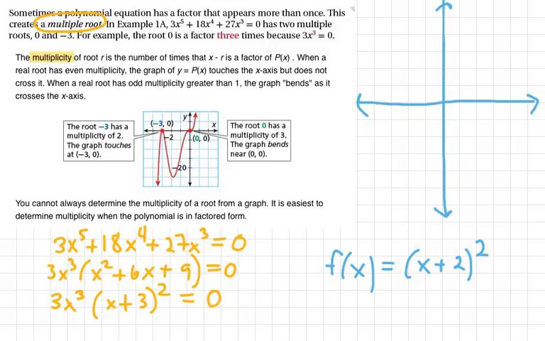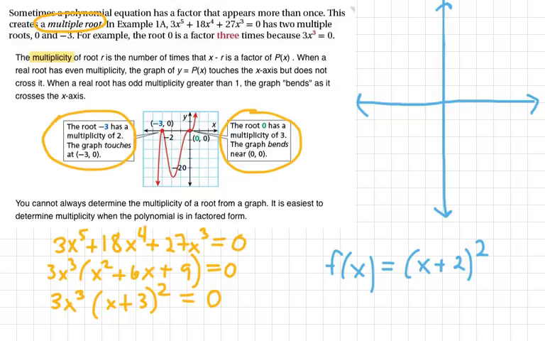What happens when we have multiplicity of a root, when we get a root multiple times? That means our graph will touch the x-axis but not cross it. And when we have a multiplicity of 2, our graph will touch it and reflect off the x-axis. When there's a multiplicity of 3, the graph bends near 0, 0. Okay, so you can see that here.